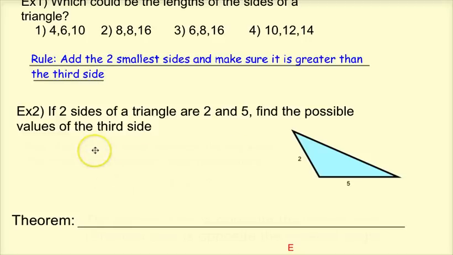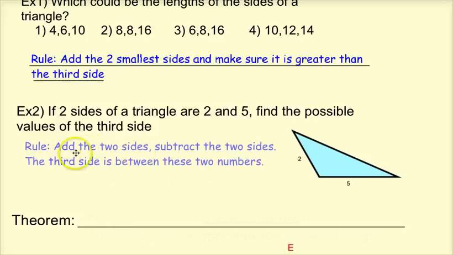But I don't want to do this by plugging in numbers and checking each one. So what I can do is add the two sides together and subtract the two sides, and the third side is between those two numbers. So I take 2 plus 5, which is 7, and I'm also going to subtract them: 5 minus 2 is 3. So my third side is greater than 3 and less than 7.